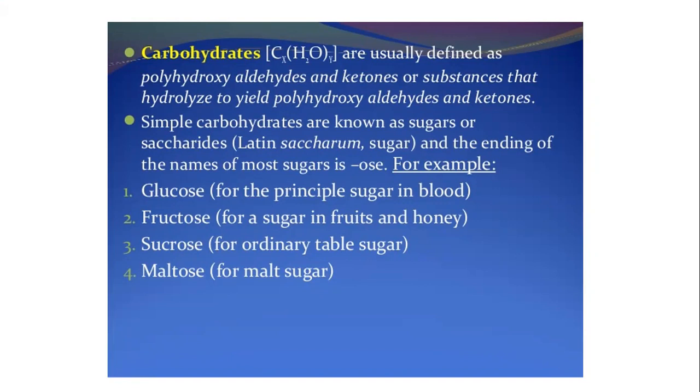These simple carbohydrates are known as sugars or saccharides, and the name of most sugars ends with "-ose". For example, glucose, fructose, sucrose, maltose, these are all carbohydrates. Among them, glucose and fructose are monosaccharides, whereas sucrose and maltose are disaccharides.